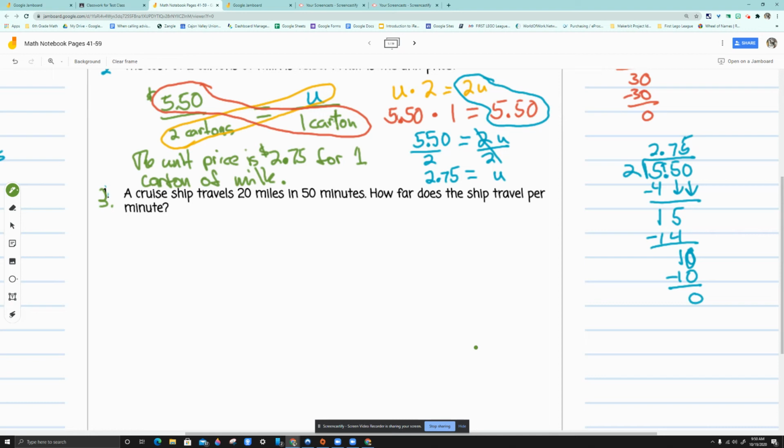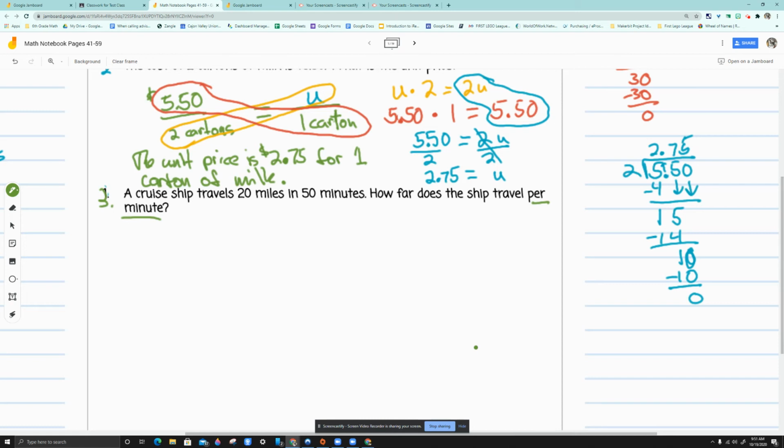So continuing with question 3, a cruise ship travels 20 miles in 50 minutes. How far does the cruise ship travel per minute? So what is the unit rate of travel per minute? This time we're not talking about cost, right? We're not talking about how much it costs for one thing. We're talking about how fast the ship travels in 1 minute.